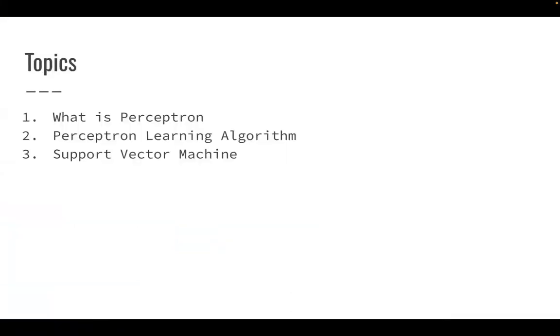So here we're gonna talk. It's going to be a little bit shorter discussion. We'll just learn what is Perceptron. We'll see how to train a Perceptron, and then we'll start with the support vector machine to see what are the common terms related to support vector machine and why do we need it. So let's get started.